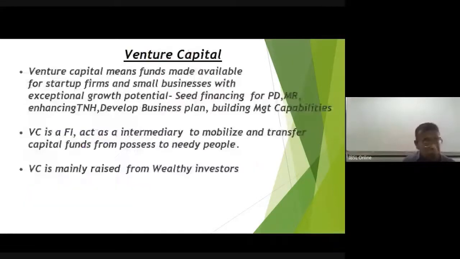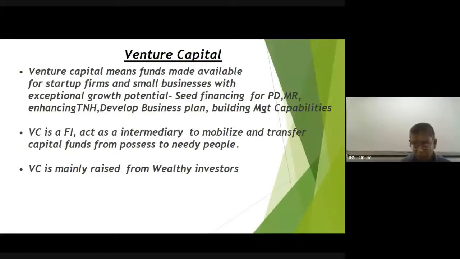Okay, now we are today from this point. Before moving on, I'm going to explain another type of investment we call venture capital, right? Venture capital means funds made available for startup firms and small businesses with an exceptional growth potential for those organizations to go in the future.